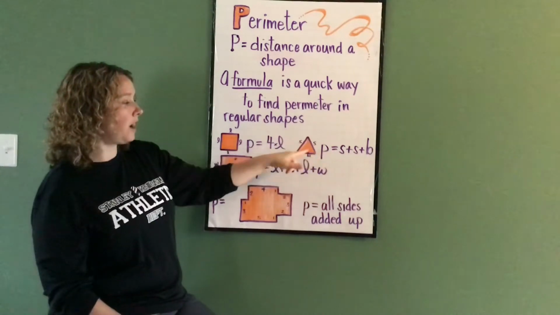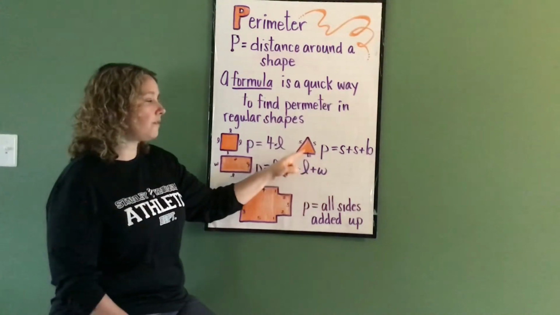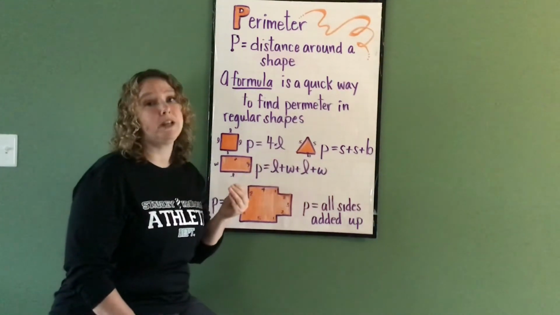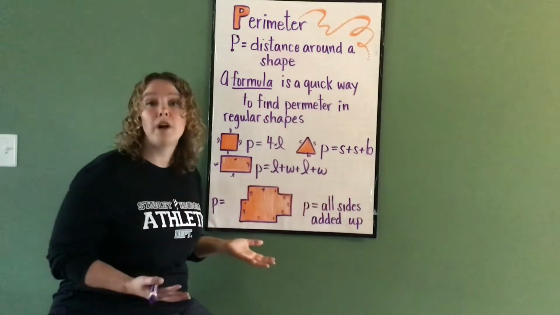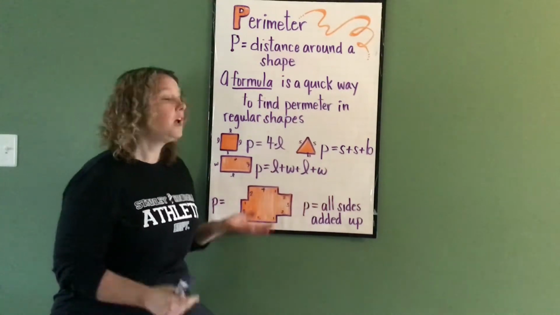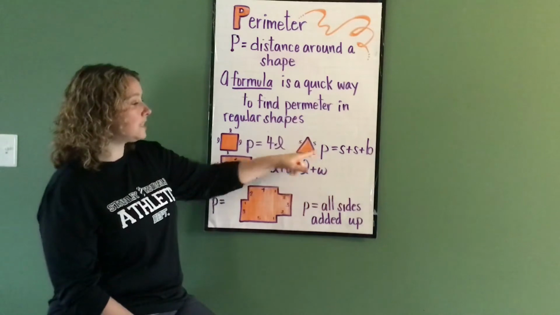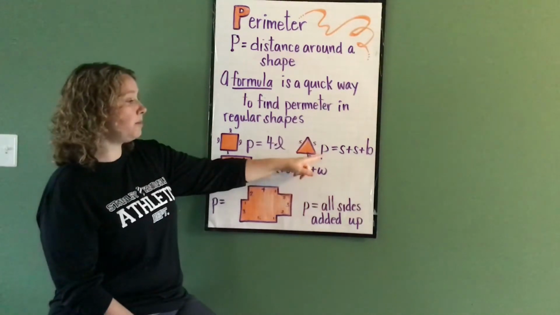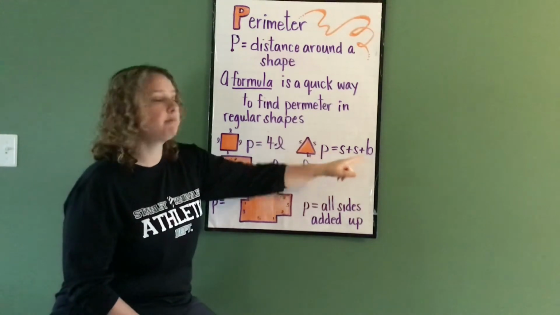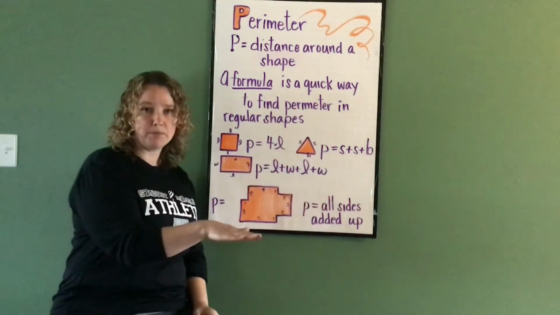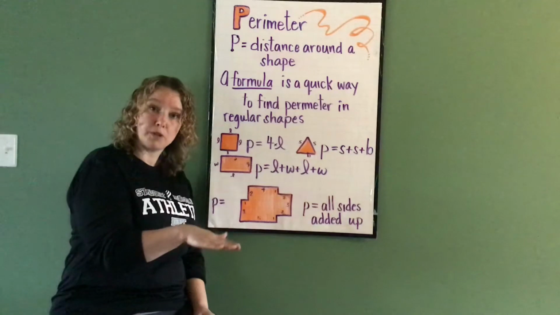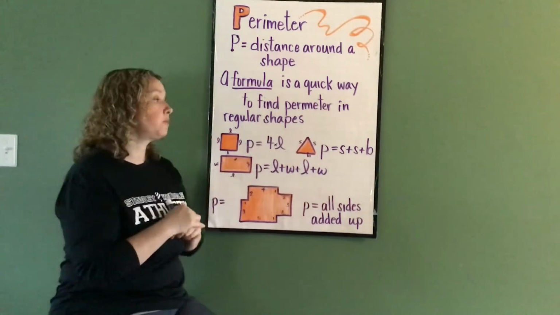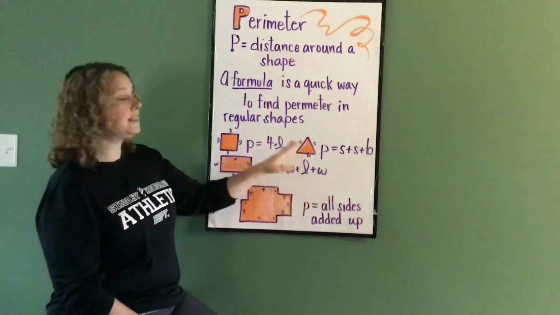Same thing with triangles. For triangles we don't call them length and width because it's not a square or a rectangle, they're not right angles. So we use sides and bases when it comes to triangles. So the perimeter for a triangle is side plus base. And the base is the one on the bottom, the bottom of the triangle, and then the sides are the other ones. Okay? So you're just basically adding them up.